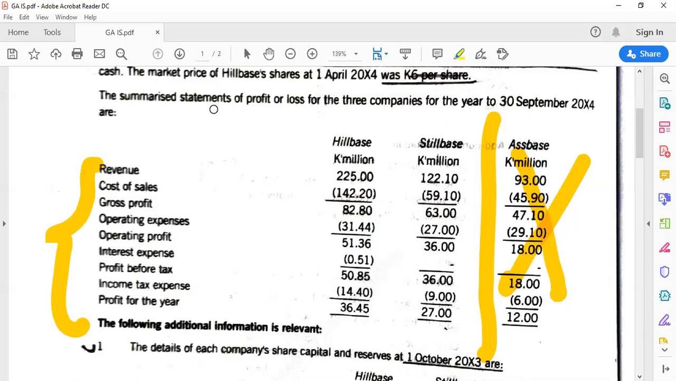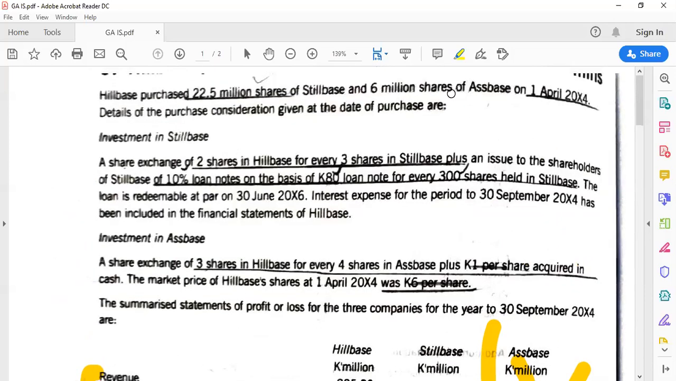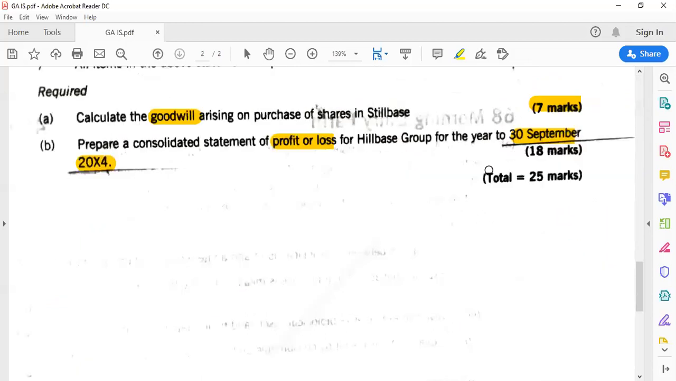You must understand the date of acquisition. When are they acquiring this company? You've been told here that it was acquired on 1st of April 2024. So before you start pasting, know the dates, because if you don't, you're going to waste time. You know it was acquired on 1st of April 2024, and the reporting date is 30th September 2024, the same year.